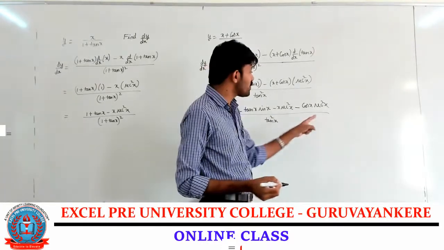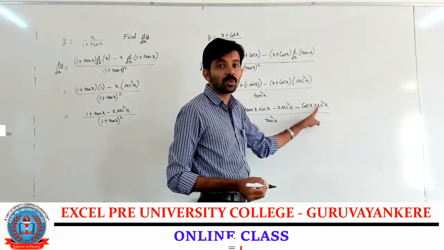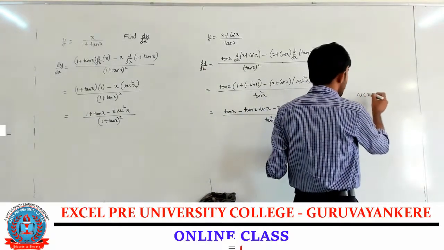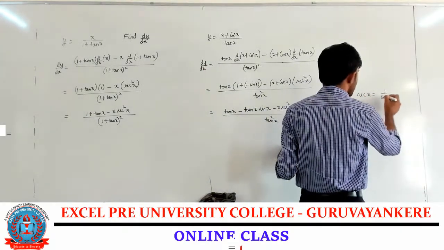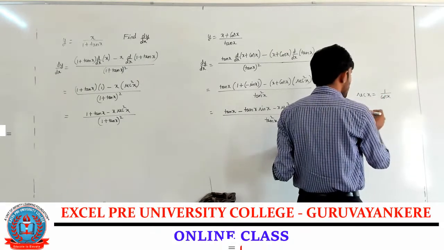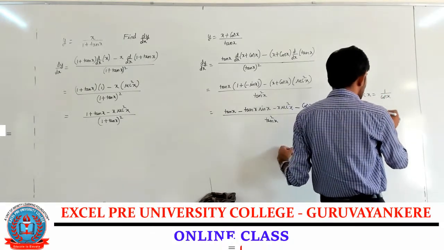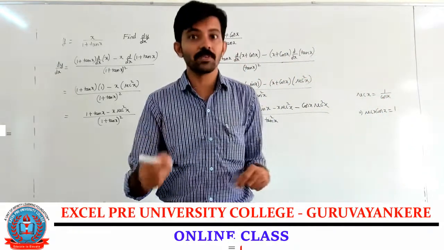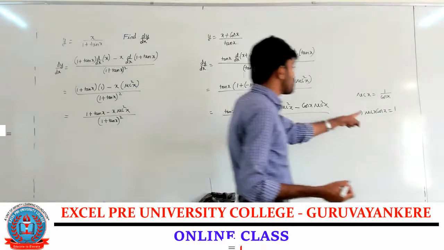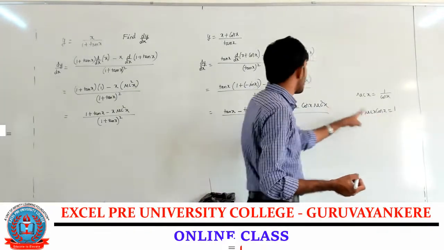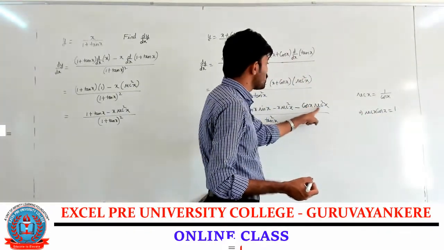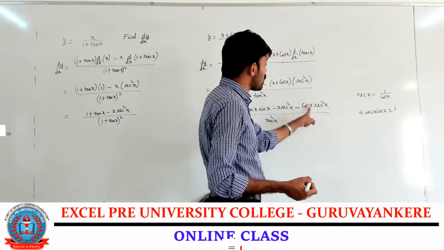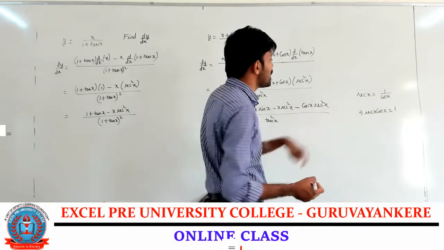Further we can simplify almost everything. Cos and sec are reciprocal functions, correct? Secant x is 1 by cos x. So secant x into cos x is equal to 1, as sec is the reciprocal of cos, the product of sec and cos is 1. So cos x into secant square x, we can write cos x into secant x into secant x. Cos into sec is 1, 1 into secant x is secant x.